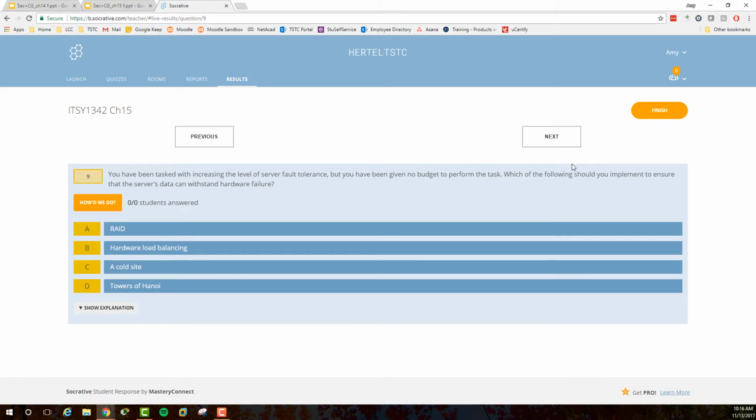You have been tasked with increasing the level of server fault tolerance, but you have been given no budget to perform the task. Haha, welcome to IT. Which of the following should you implement to ensure that the server's data can withstand hardware failure? Remember, you have no budget. RAID, hardware load balancing, a cold site, or Towers of Hanoi. With no budget whatsoever, if I want to increase fault tolerance on the server, I would choose RAID. So that is assuming, of course, that I have multiple hard drives to begin with because I have no budget to purchase any hard drives.